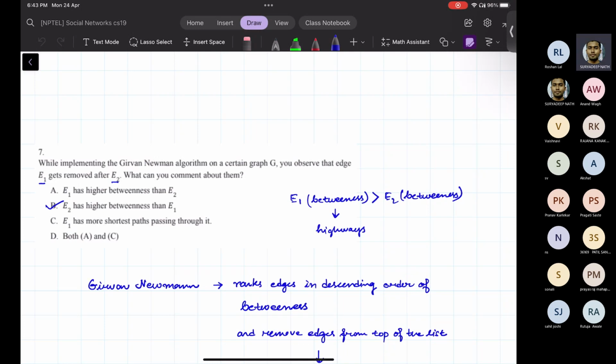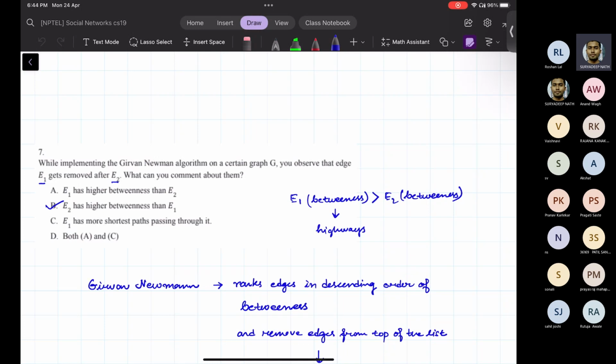So I read it wrong. If you read the question, it says that E1 gets removed after E2. So E2 was removed first, and the algorithm arranges the edges in descending order. Therefore, E2 has higher betweenness. I have checked with the notes, and I think it is right. Option B is the right answer.